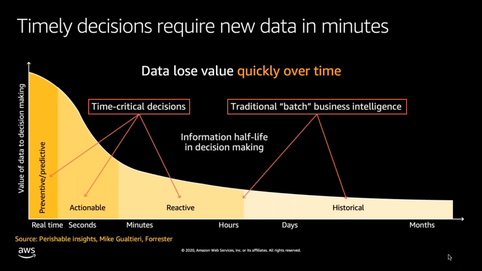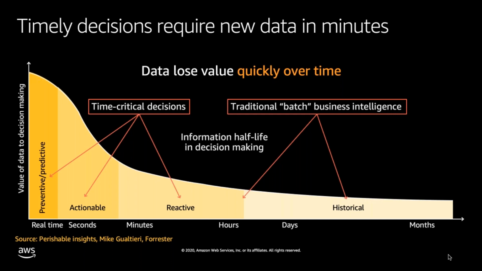So what exactly is streaming data all about, and why do we care? In this graph here, on the x-axis, we have time, going from real time to months. On the y-axis is the value of data to decision making for a business or a customer like yourself. On the right-hand side of the graph, we see historical data. Typically, this data is collected over a period of months and is processed in a database or warehouse periodically, once a day or multiple times a day.